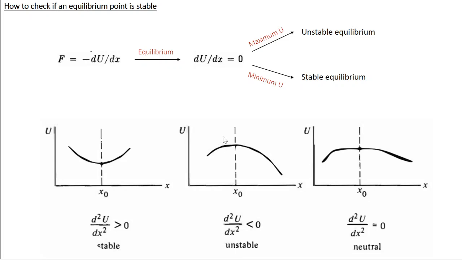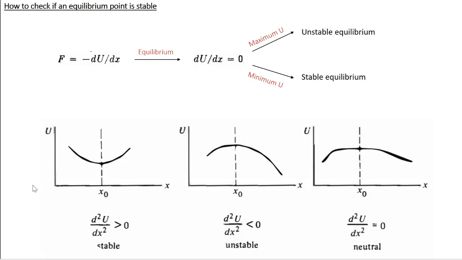You have a third scenario where you have a constant potential energy function. For example, this case. So when you have a constant potential, du by dx is going to be 0, and the second derivative is also going to be 0. This kind of situation is known as neutral equilibrium. So this is how you mathematically identify the positions of stable and unstable equilibrium.